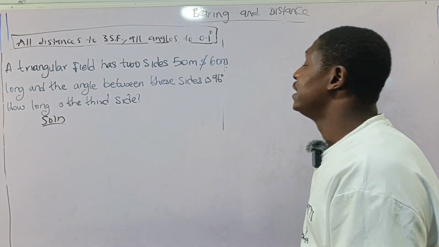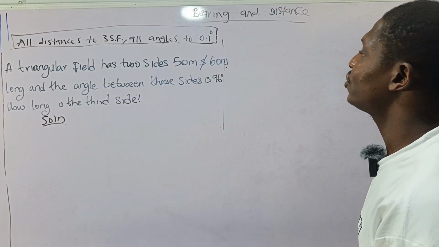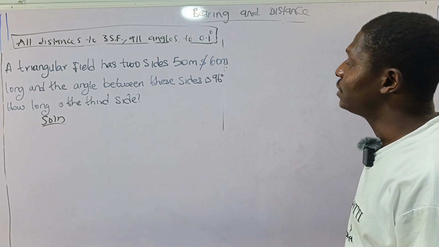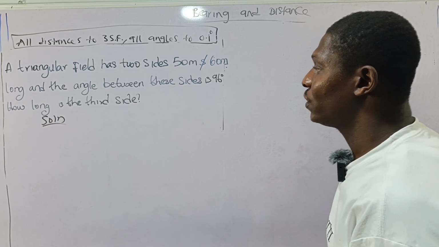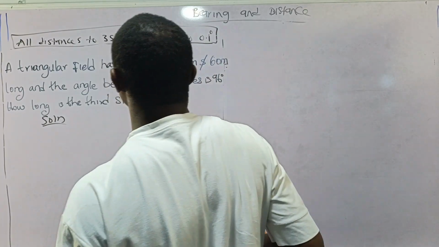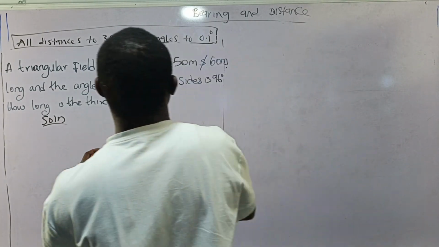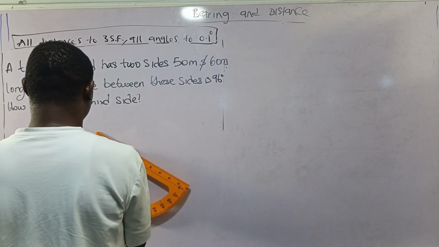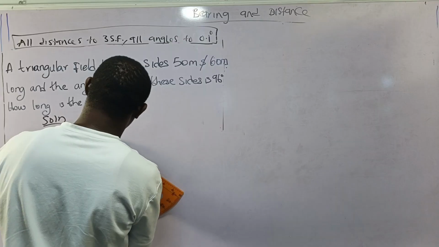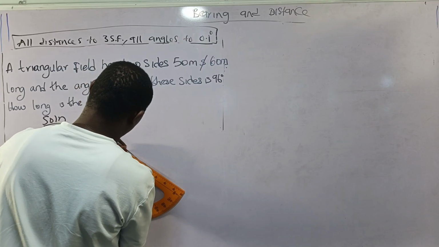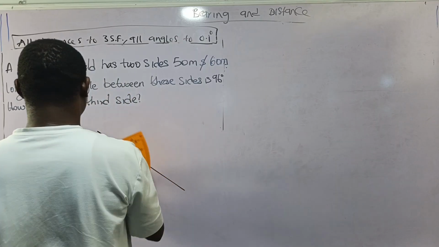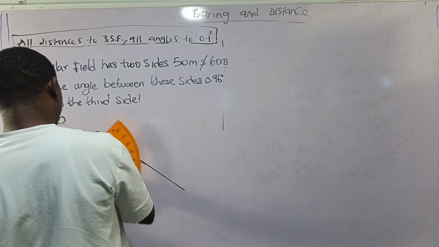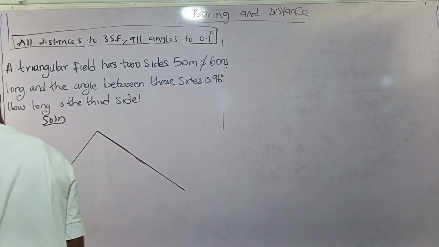Again, we have a question. It says a triangular field has two sides, 50 meters and 60 meters long, and the angle between these sides is 96 degrees. How long is the third side? Now, we are given two sides and the included angle. Let me use 60 first. So this is 60 meters, and the second is the 50 meters. Let's try to combine them.